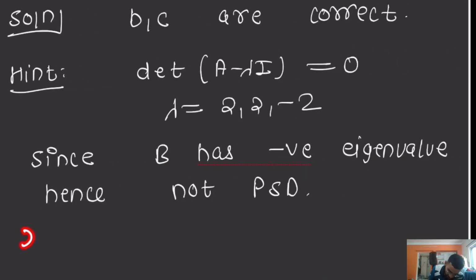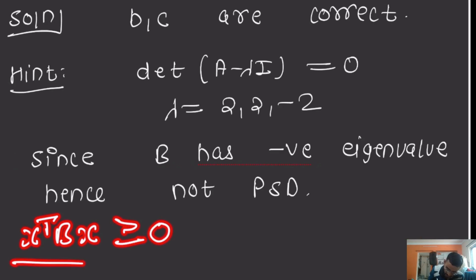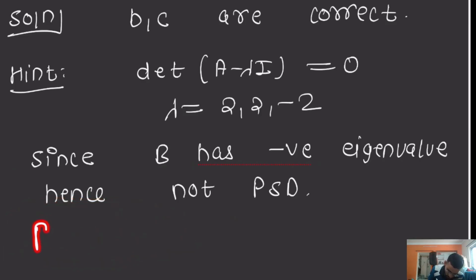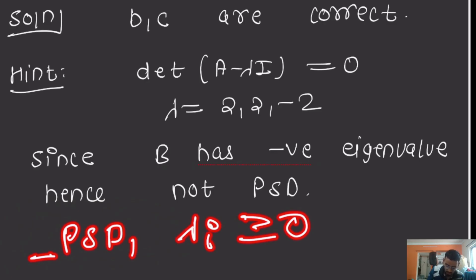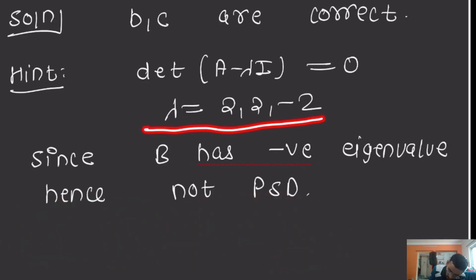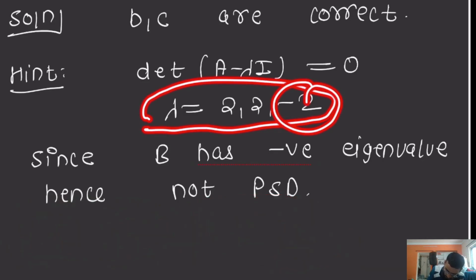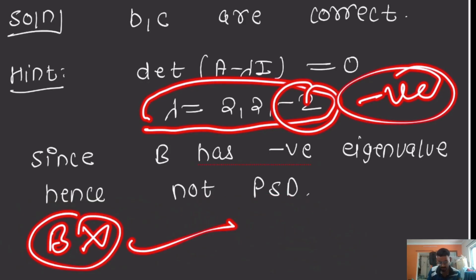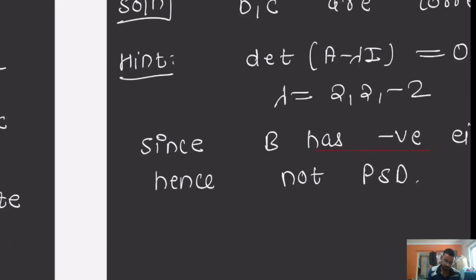We need to find whether x transpose Bx is always greater than or equal to 0 or not. Okay, a PSD matrix has this property, that if the matrix is positive semi-definite, then all the eigenvalues of the PSD matrix are always greater than or equal to 0. If we go by this property, then we carefully notice that one of the eigenvalues of B is negative, which means B cannot be a positive semi-definite matrix, which means this option is incorrect.